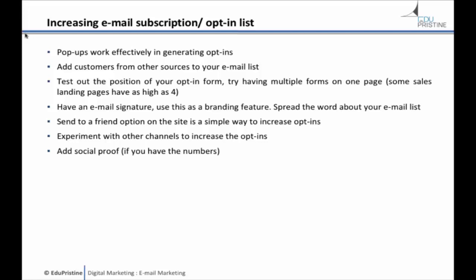Experiment with other channels to increase the opt-ins. See if you can use other methods, like SMS, or paid campaigns, which is for banners, and then see if you can increase the opt-ins. And add social proof. I mean, if you have the numbers, start adding social proof saying that so many people have already subscribed. It actually helps you gain more confidence and trust of the customer if you add social proof.